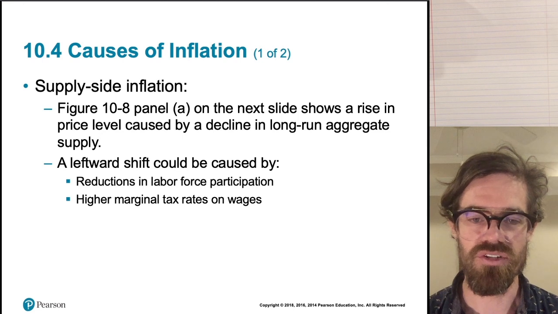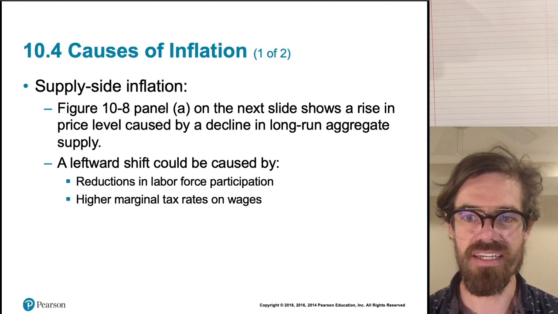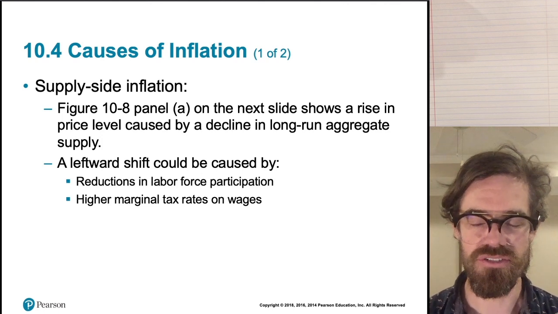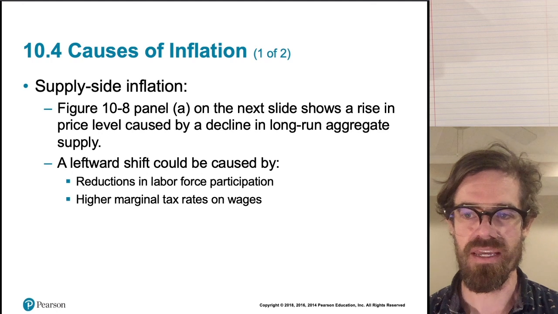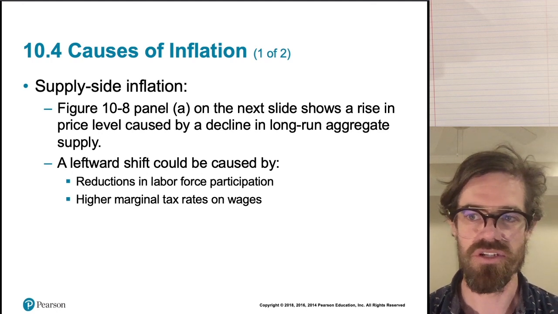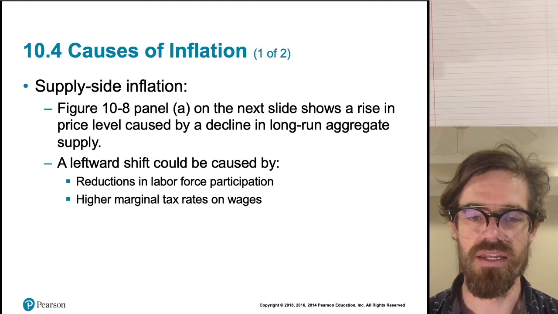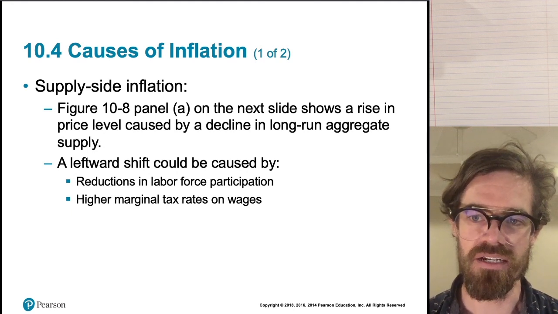It did happen during the Great Recession, although it didn't lead to much inflation because there was also a reduction in aggregate demand. So both of these things shifted to the left during the Great Recession. But supply-side inflation comes when the long-run aggregate supply curve shifts to the left.